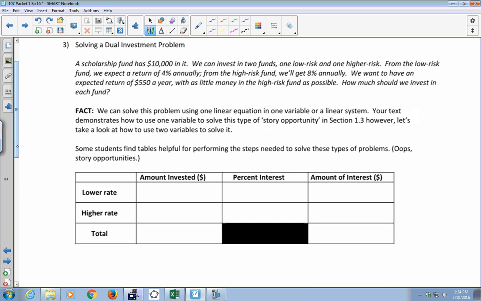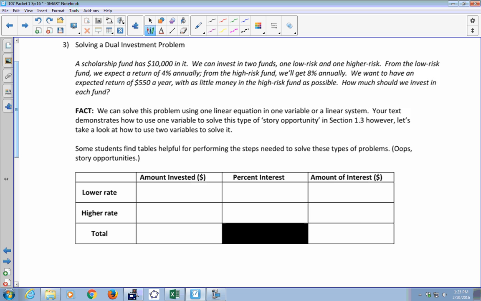All right, so we're going to do a slightly trickier word problem than we looked at last class, a dual investment problem. A scholarship fund has $10,000 in it. We can invest in two different funds. One's low risk and one's higher risk. From the lower risk fund, we can expect to earn 4% annually, and from the higher risk fund, 8% annually.